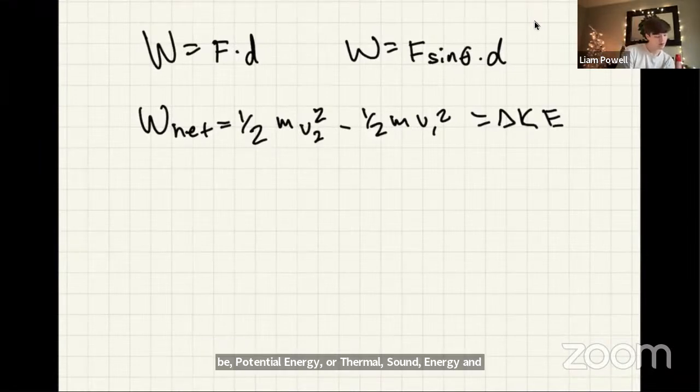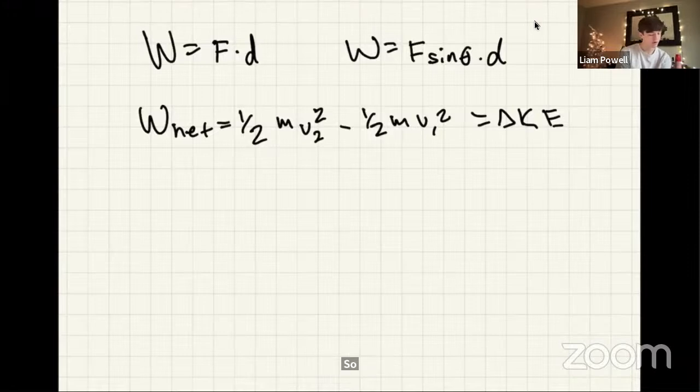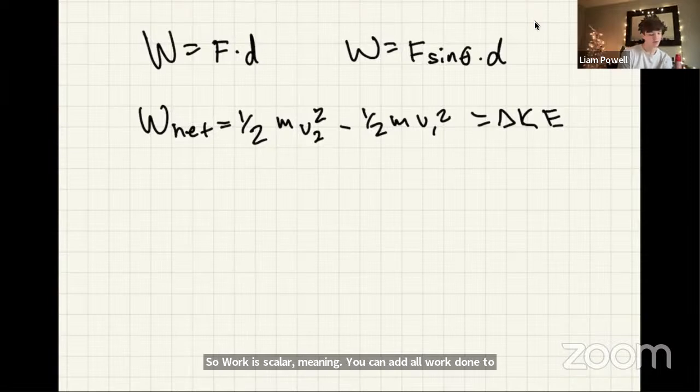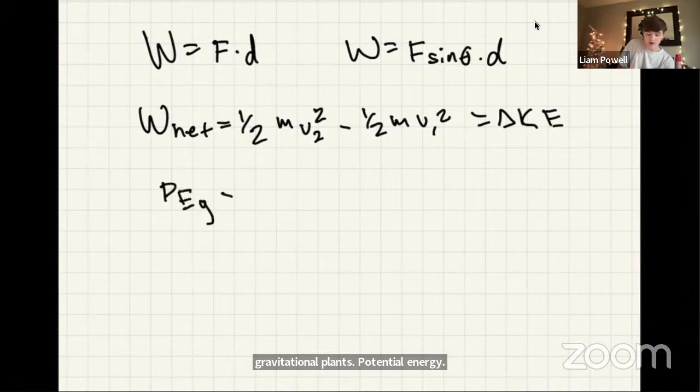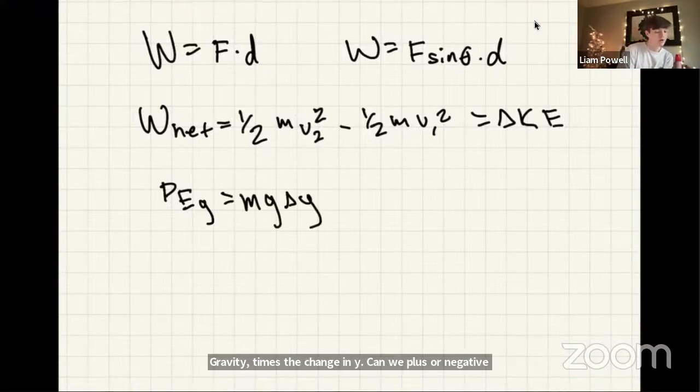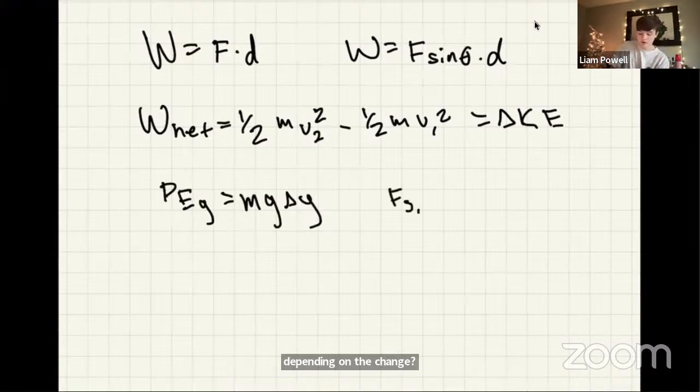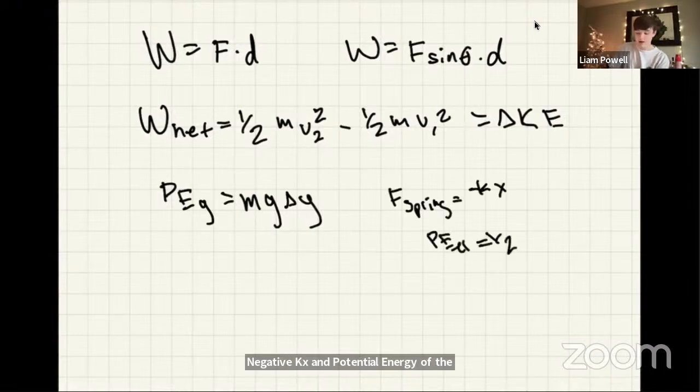Work is a scalar, meaning you can add all work done to get the net work, because it is a number not having a direction. The potential energy can be elastic potential energy or gravitational potential energy, and the potential energy of gravity is equal to mass times gravity times the change in y. It can be positive or negative depending on the change. The force of a spring is equal to negative kx, and the elastic potential energy is equal to 1/2 kx squared.